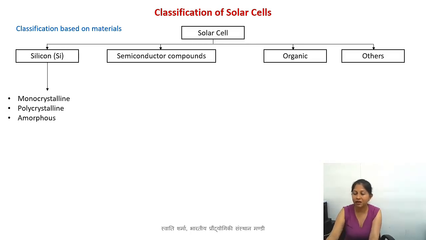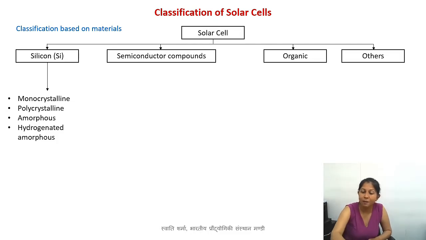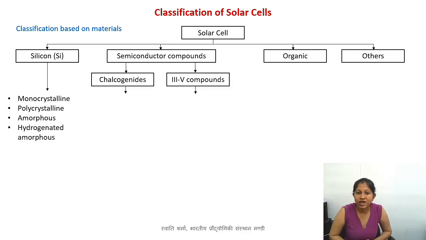We will discuss in the coming lectures how we prepare monocrystalline silicon material, how we slice it and how we make wafers out of it. But for now, just understand that we use monocrystalline, polycrystalline as well as amorphous silicon material, and one analog of amorphous silicon material is hydrogenated amorphous silicon. So all of these different types of silicon are used for solar cell fabrication. Okay. Now coming to the semiconductor compounds. These compounds can again be further classified as chalcogenides and 3,5 compounds.